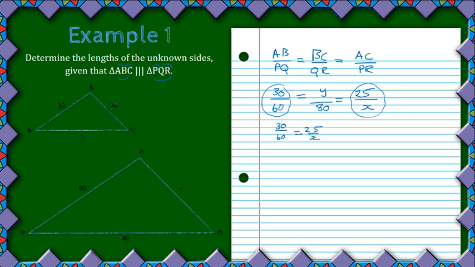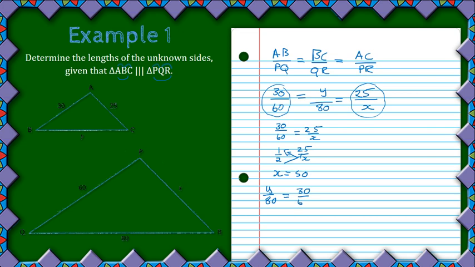In solving for X, let's first simplify this. This is the same as 1 over 2 equals 25 over X. So use the cross multiplication method, where we take X up and we take 2 up, then X will be equal to 50. Alright, and then for Y, I'm going to say that Y over 80 is equal to 30 over 60.